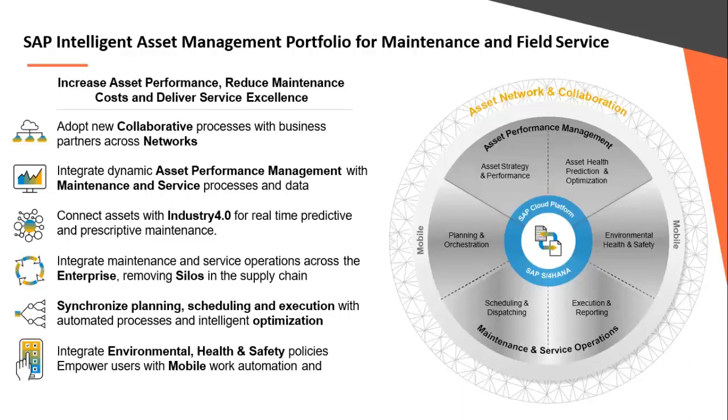This is a collaboration which is newly added to the functionality. Asset performance management and maintenance and service. This is what asset performance can be done in different ways: one is reliability engineering, and another is failure mode effect analysis. These are the different processes.